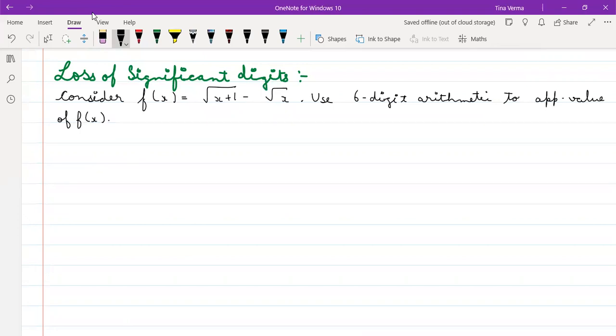Since it has a square root, you know there will be some truncated number. So you have to use only 6-digit arithmetic. That means when you do x plus 1, there should be only 6 digits, right? When you do the under root, you can truncate it only to 6 digits. When you do this x, then you do the rounding. If it is mentioned 6-digit arithmetic, that means it is rounding, right? Throughout the course, unless it is mentioned that it is chopping, you have to do rounding always, right?